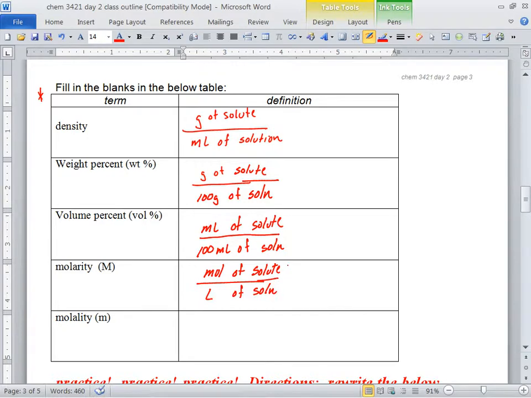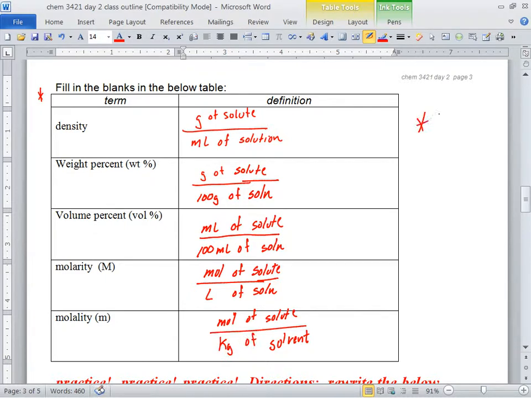Molality. Jacqueline, how do you define molality? Moles, good. Moles of what? Solute. This is the tricky one. The guy that's on the bottom, this one's odd. Anybody know? It's solvent, but what of solvent? Kilograms. Isn't that weird?